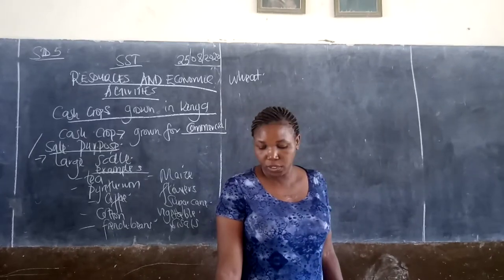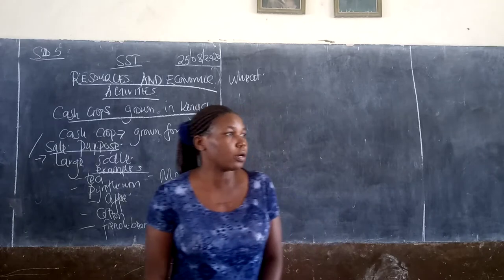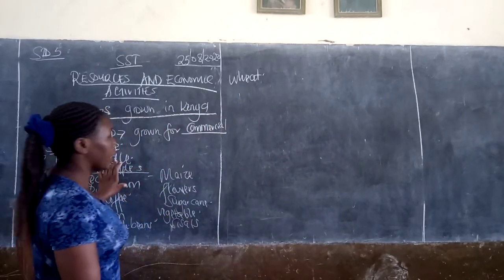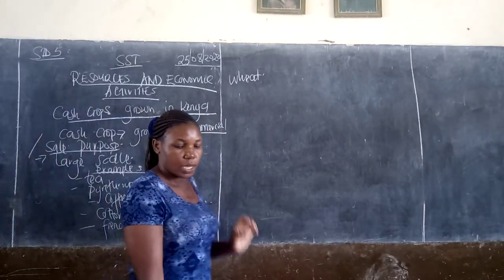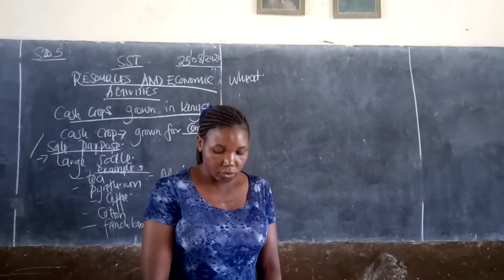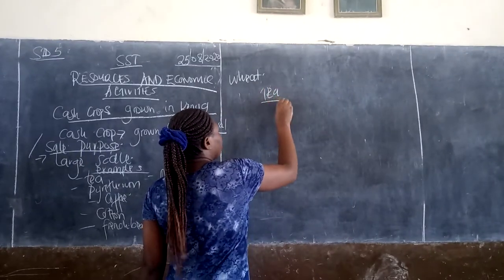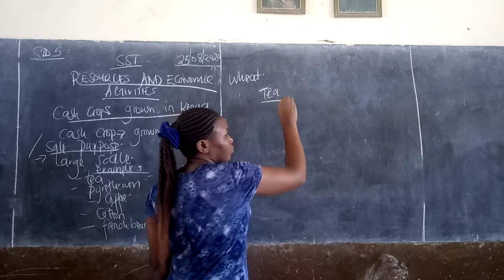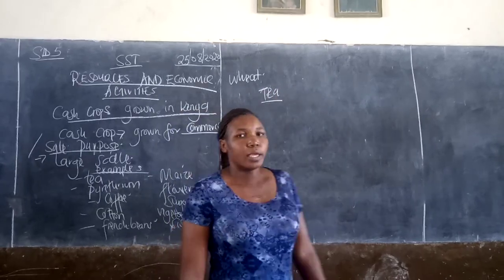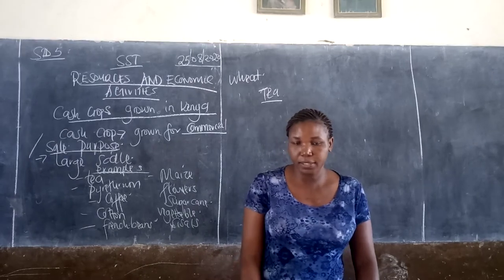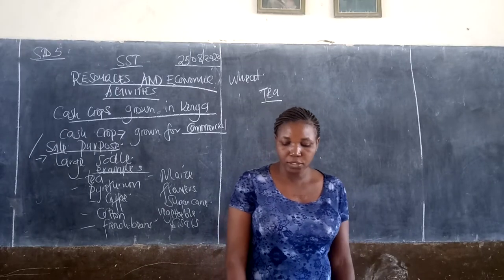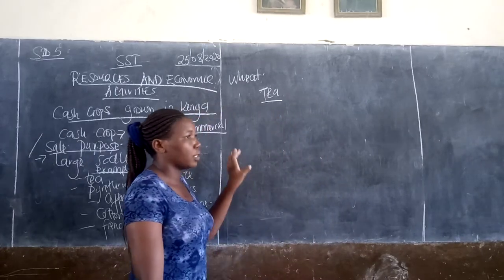Now let us go to tea. Let us start with tea. We are going to talk about each and every type of these crops. And today we are going to start with tea. Tea, the one that you put that makes drinks. That is where we are going to start.